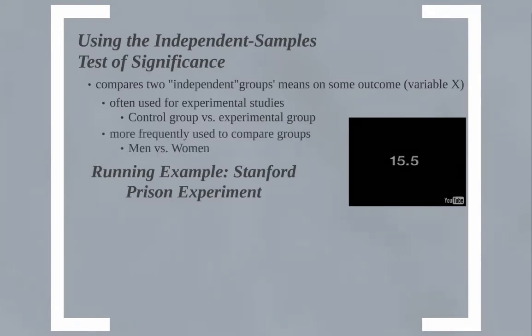It's more frequently, however, used to look at means for different natural groups, right? Men versus women, Asian Americans versus African Americans, STEM students versus social science students, right? So it's oftentimes more used to look at naturalistic groups instead of your sort of typical control versus experimental group.